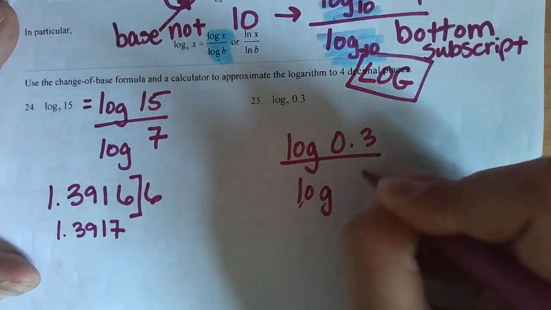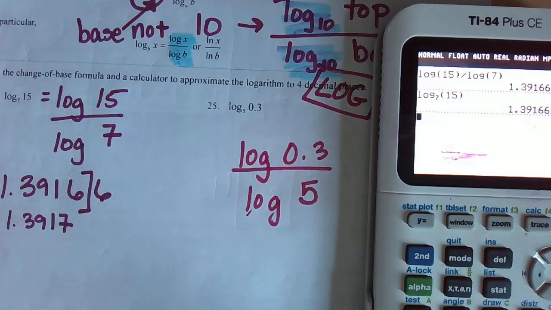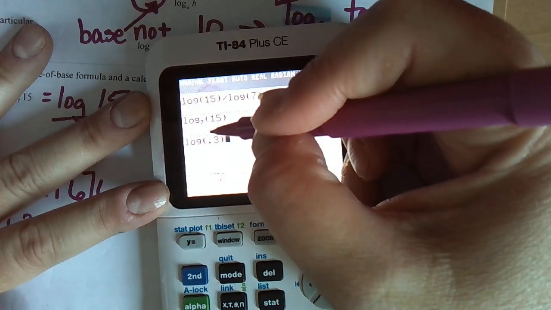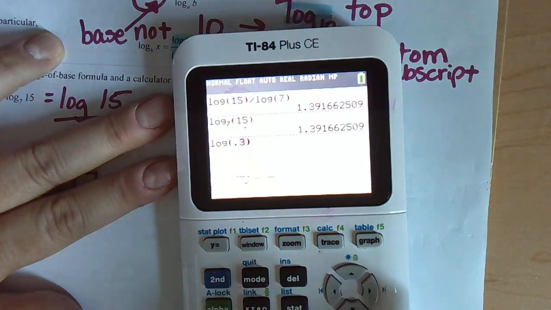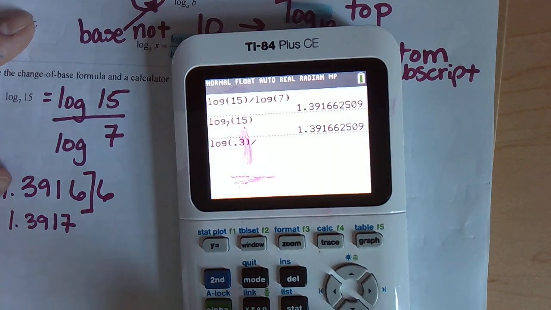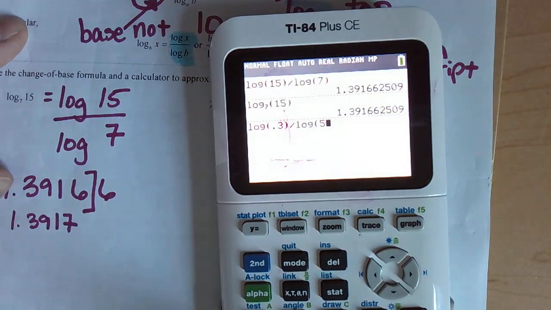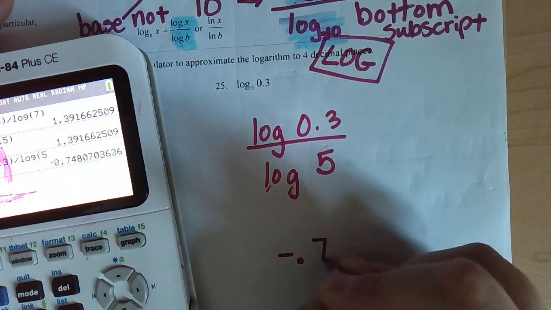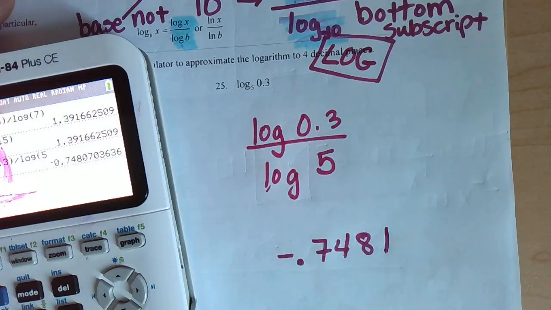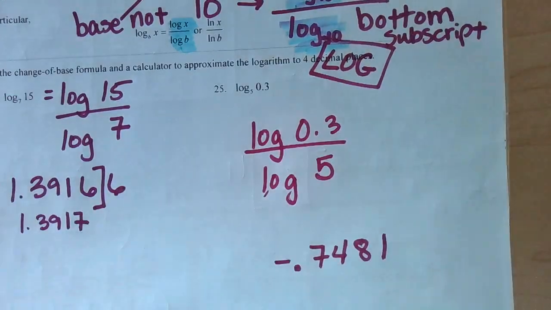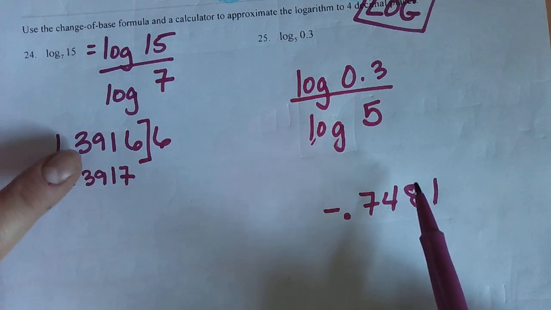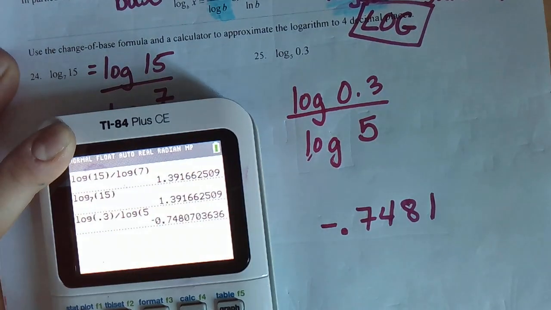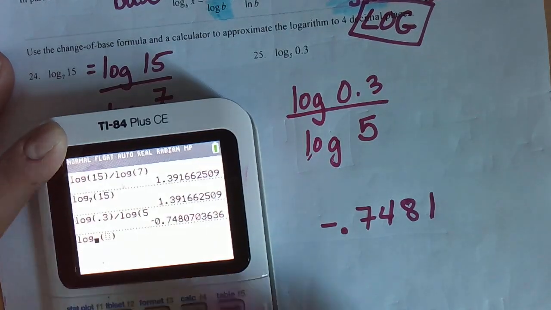All right, for this last guy, you're going to do the log of the big number, 0.3, over log of the smaller number, 5. And don't forget to close this parentheses before you put divided by log whoever. And we get negative 0.748, I think, a 1. Okay, and again, the answers you get for these should be the same answers you get as if I would have pressed math down to log base.